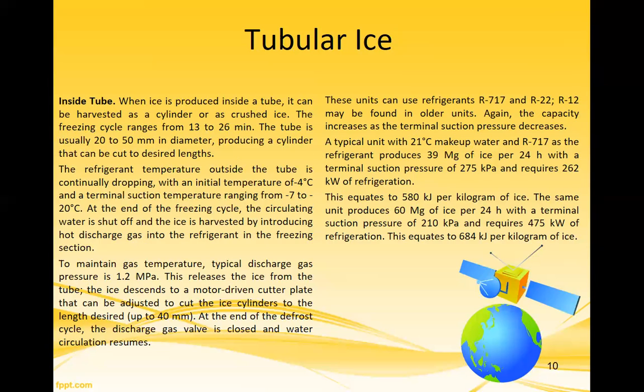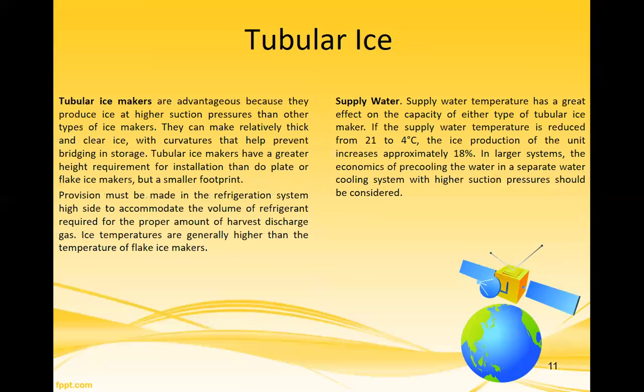Next, tubular pala. Tubular ice makers are advantageous because they produce ice at higher suction pressure than other types of ice makers. They can make relatively thick and clear ice with curvatures that help prevent bridging in storage. Tubular ice makers have a greater height requirement for installation than do plate or thick ice makers but a smaller footprint. Yan, tataas, di ba?